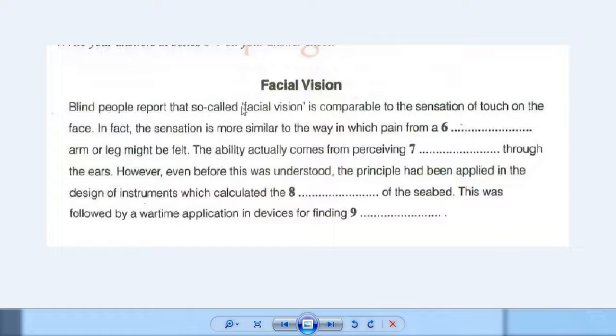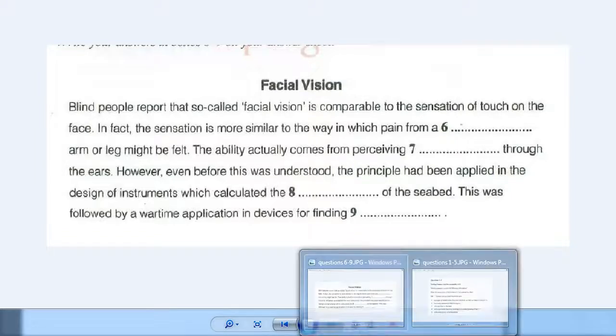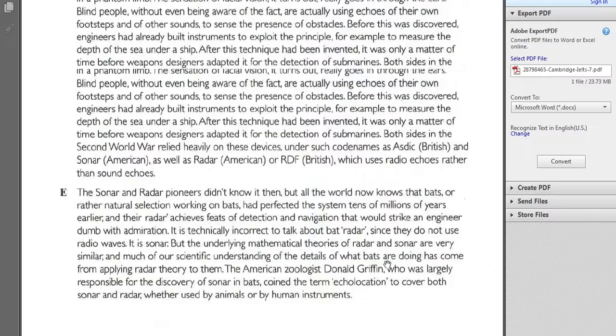And I need to look at all these key words to help me know where to find the answer. So I'm looking at, I remember this word, facial vision. I remember seeing the word pain. And I think I remember seeing the word arm. So what do I do? I go straight to that paragraph, and then I start reading.